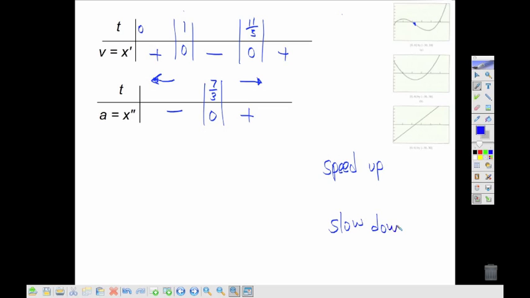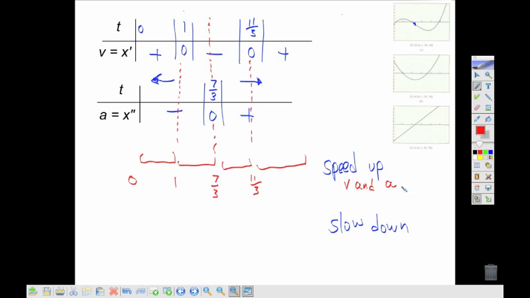To determine if we're speeding up or slowing down, we're going to look at the signs of velocity and acceleration. If I think of this 1 here, splitting this interval in half, the 11 over 3, I'm going to bring it down. I can bring my 7 over 3 up here. I've actually got 4 intervals to look at. To decide if we're speeding up, velocity and acceleration have the same sign, so basically the acceleration is pulling in the same way that we're going. And if we're slowing down, velocity and acceleration have different signs.